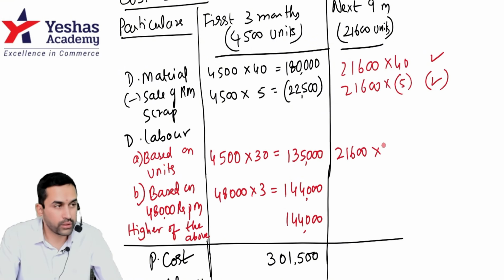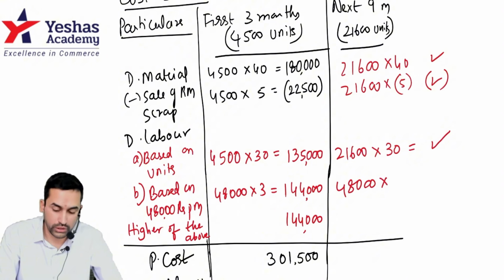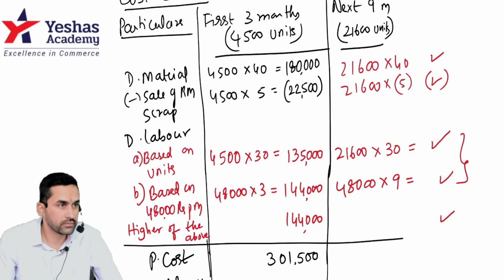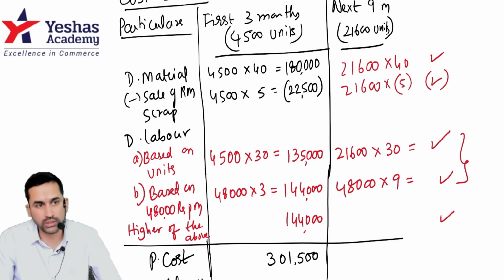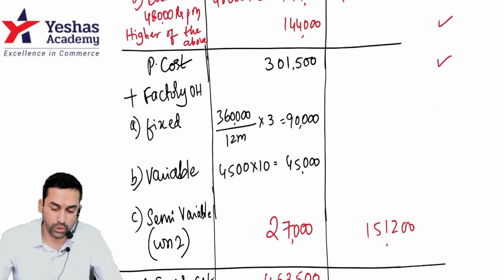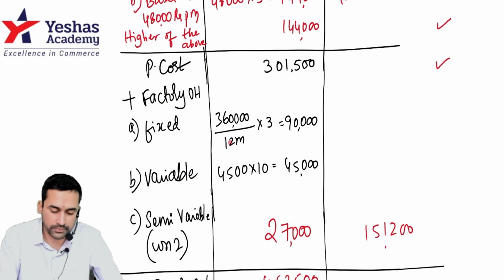21,600 into 30. This is compared with 48,000 into 9 months, and then the higher of the two you will take here. Everyone clear up to this? This will give you prime cost. Slowly now. What to do for next?